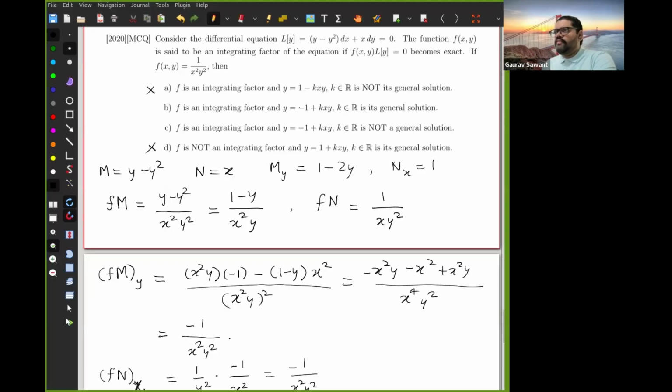Then y equal to minus 1 plus kxy is already out because we did that particular calculation. So this is not there. So the only correct option is option C.